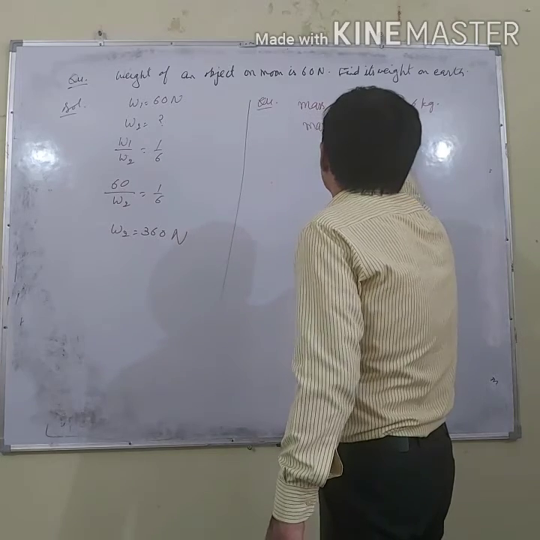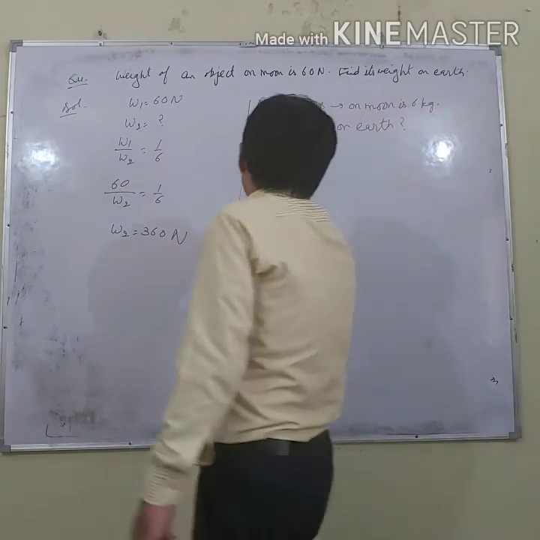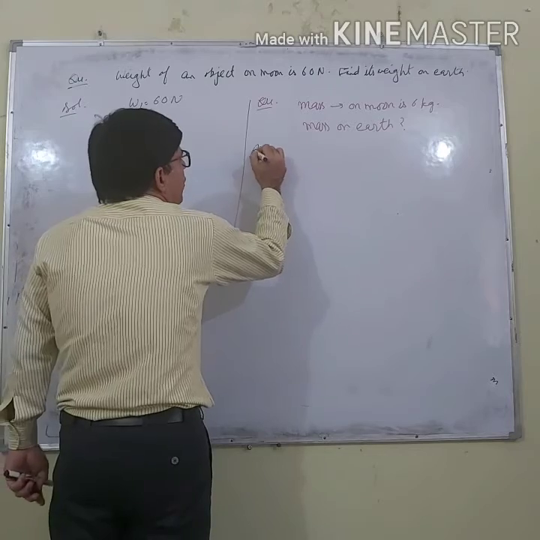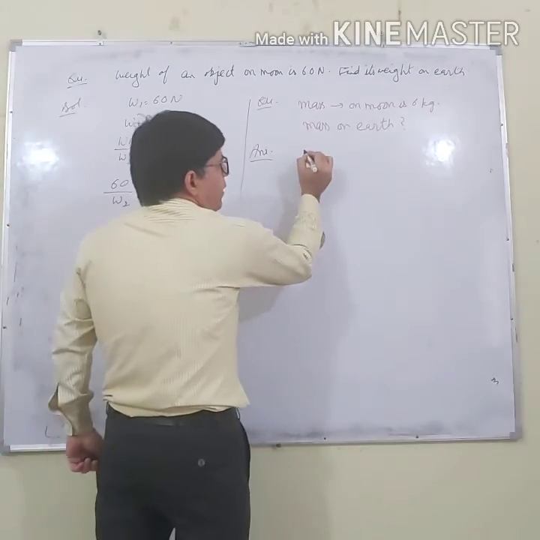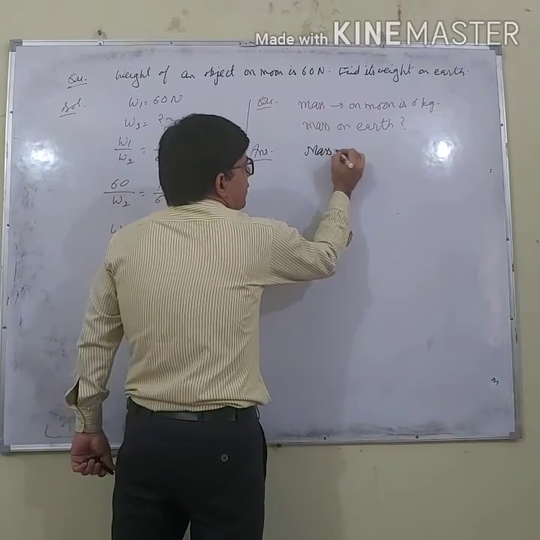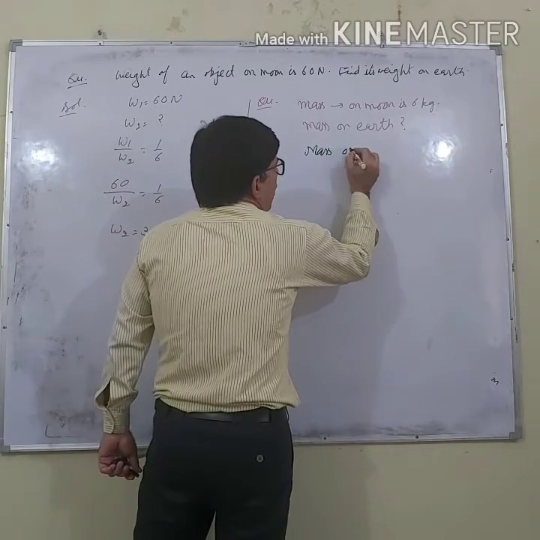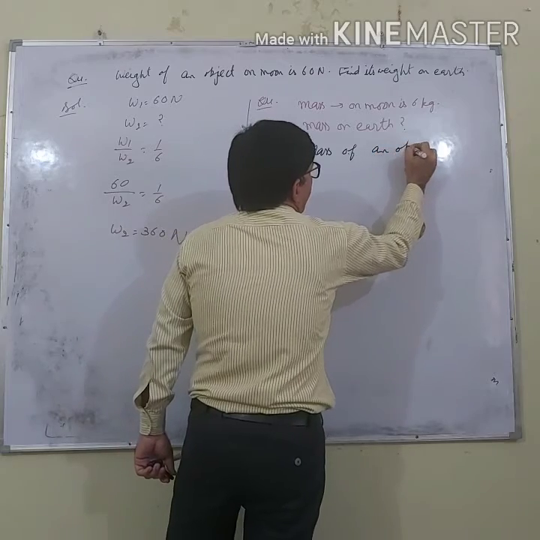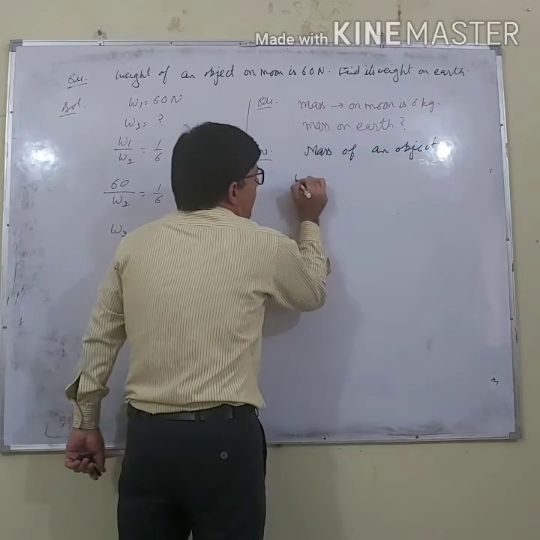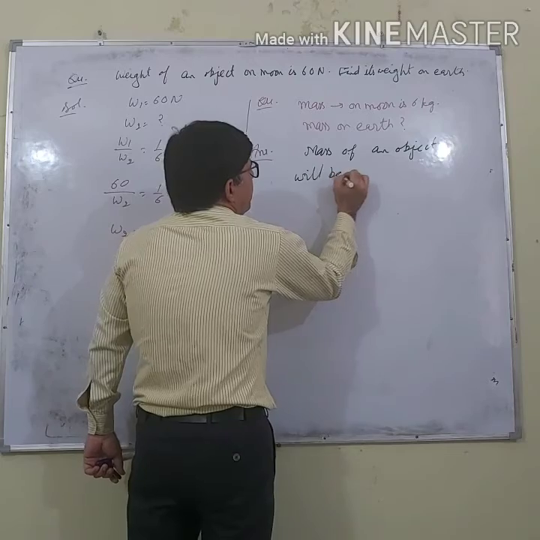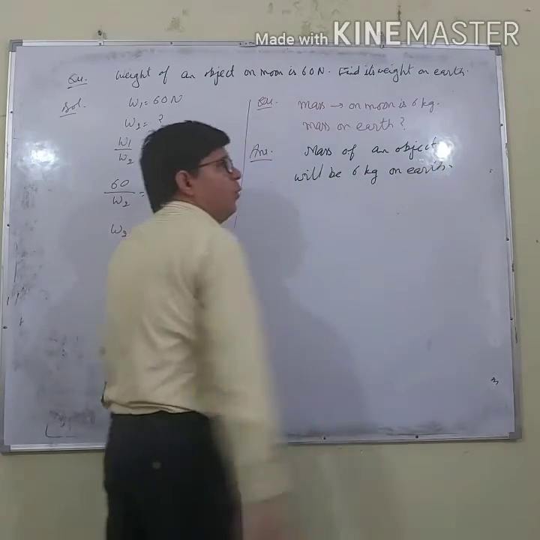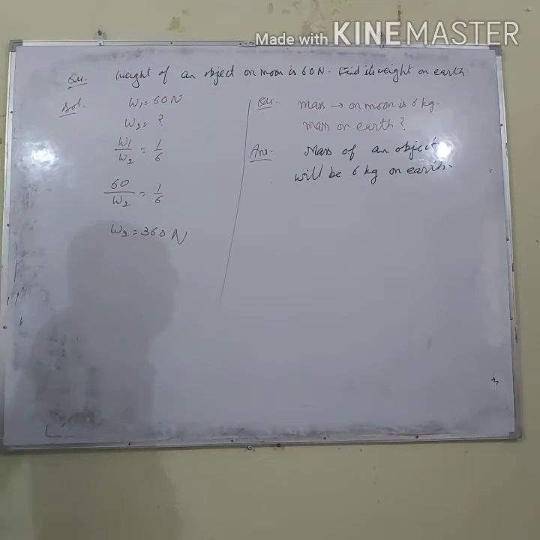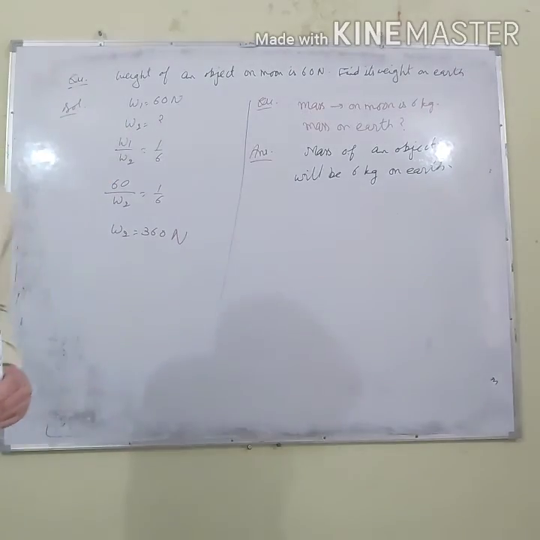Another question is that if the mass of an object on the moon is 6 kilogram, find its mass on Earth. So what will be the answer? Can you tell me? Its answer is that the mass of the object will be 6 kilogram on Earth, because mass is a constant quantity. It does not depend on acceleration due to gravity.